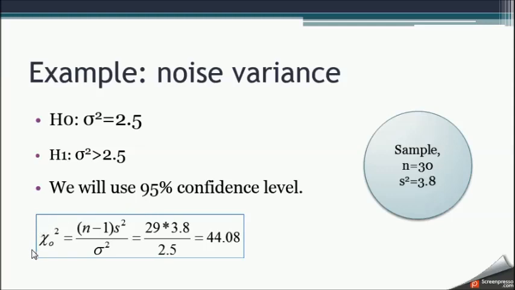So the same as before, we are going to compute the chi-naught square, which is our test statistic. Here we have n-1, which is the degrees of freedom. We have 30, so 30 minus 1 is 29. We have the sample variance to be 3.8 after we have calculated this. We have the hypothesized variance of our population to be 2.5, which we have taken from the null hypothesis. So we compute the chi-naught square. We found that it equals 44.08. So approximately the chi-naught square is 44.